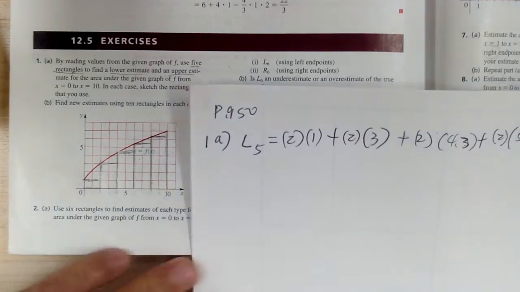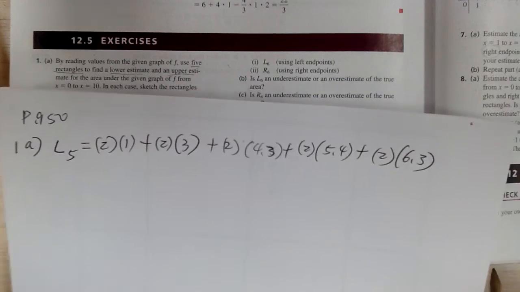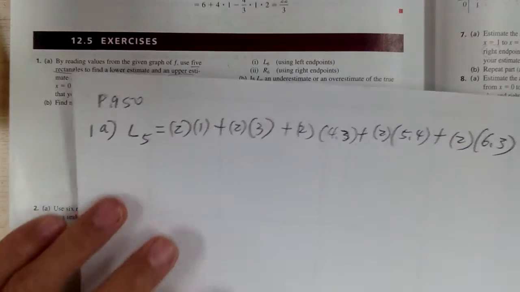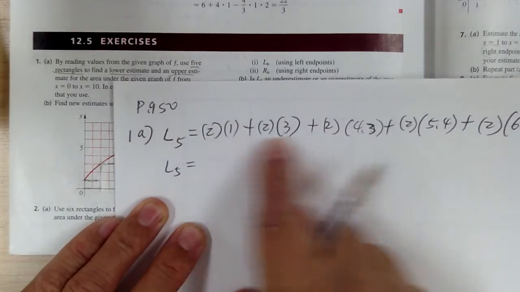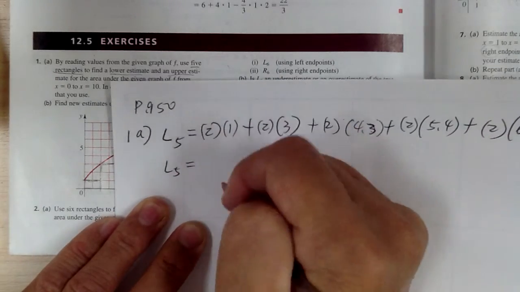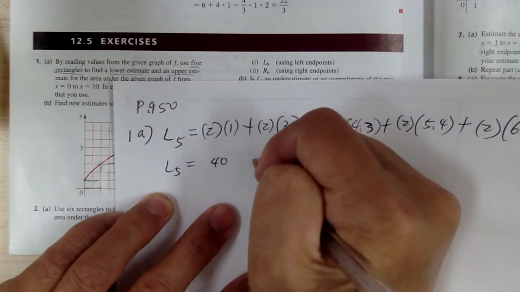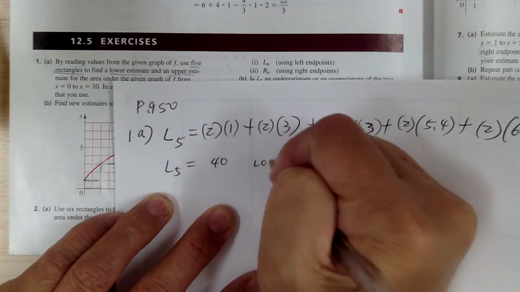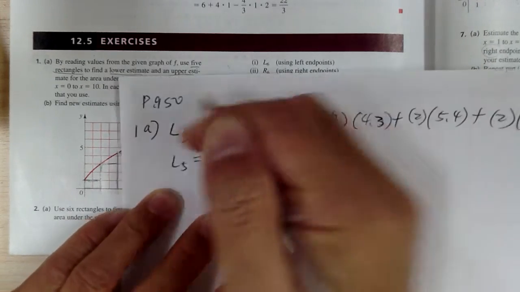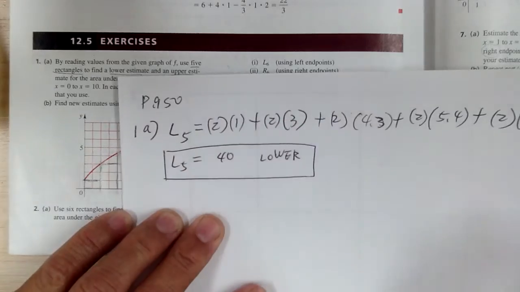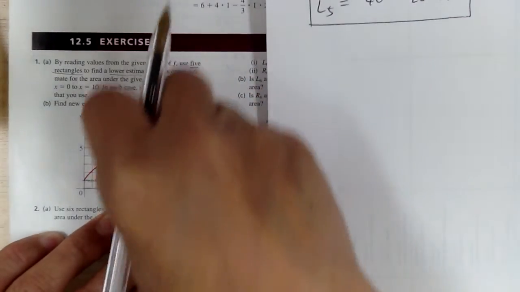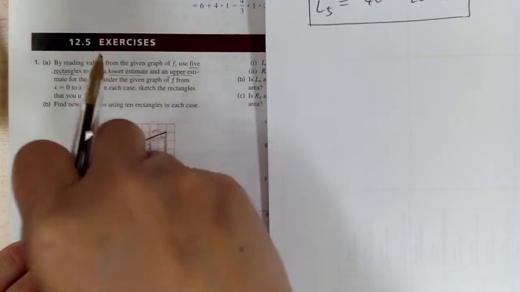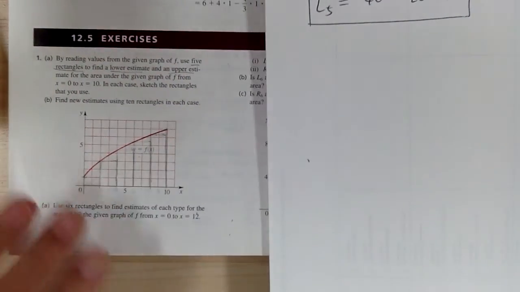Okay. And so use your calculator, you work it out. So L5, just use your calculator, multiply everything out, and this will equal 40. And so this is for the lower estimate. Okay. And you do the same thing for the upper estimate. Okay, so you have 5 strips.